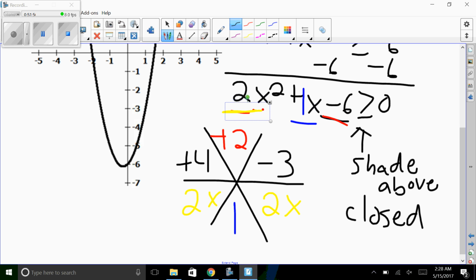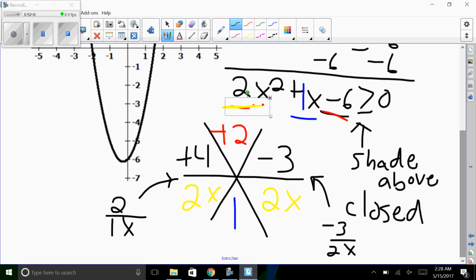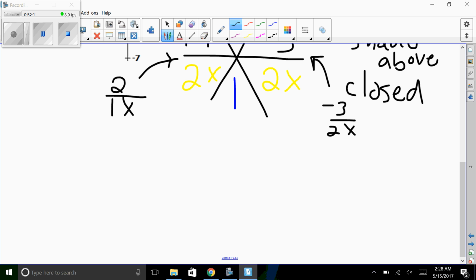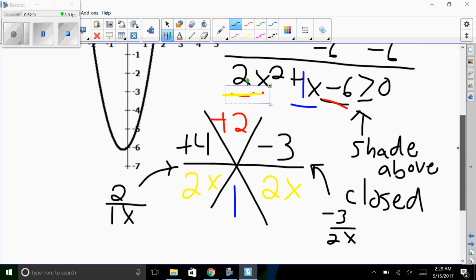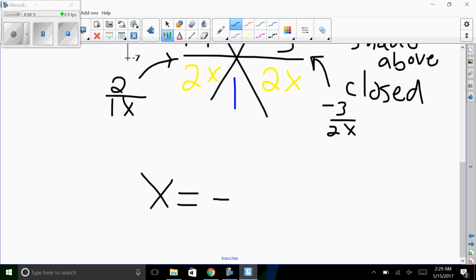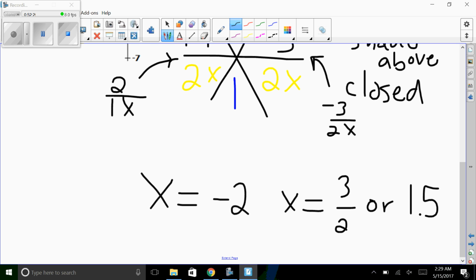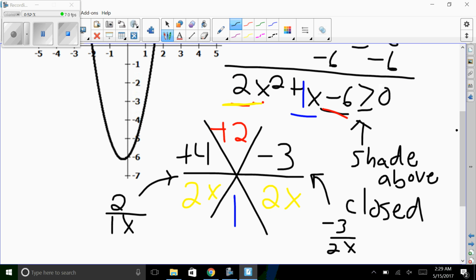Okay. This reduces to 2/1 x, which just stays, and -3/2 x. So x equals -2, and x equals +3/2, which is the same as 1.5, which now we know exactly that that's at 1.5.